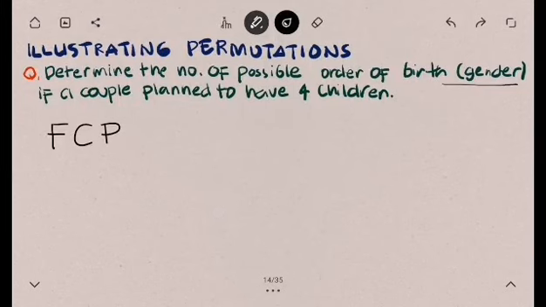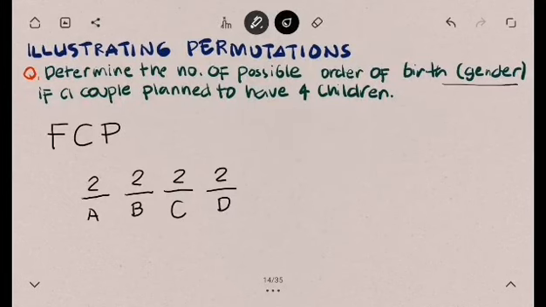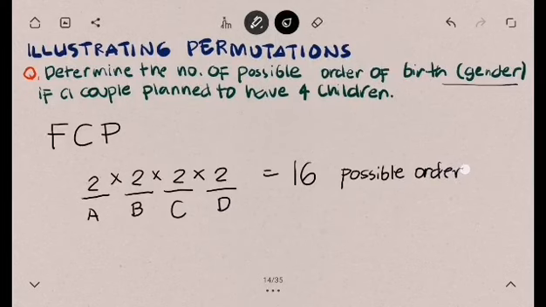Okay, again, in our activity A, if we analyze, we only have two choices: the first child can be a girl or a boy. Then the second child, or activity B, is the same: a boy or a girl. The third child, activity C, is the same, until the fourth activity, where we have two choices, either male or female. When we multiply, 2 times 2, 4 times 2, 8 times 2, we have 16 possible orders, or ways. So we again used the fundamental counting principle.